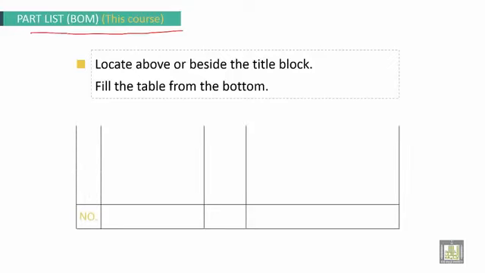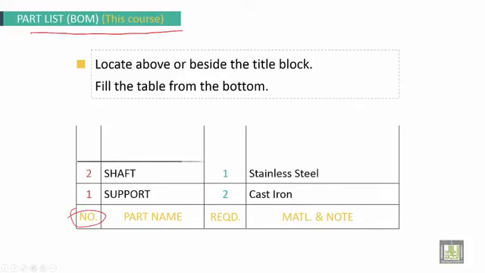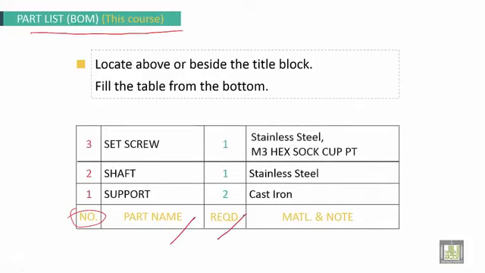Use this template. Here we have number 1, 2, 3, 4: the reference number of parts, part name, required number, and material or notes. For example, supports, it is number 1, reference number 1 on the graph, and here we use 2 parts as a support. The material is cast iron. Reference number 2, it is shaft, but we use only 1 as a quantity. Material it is stainless steel. Reference number 3, it is set screw. The quantity is 1, and material, it is stainless steel.